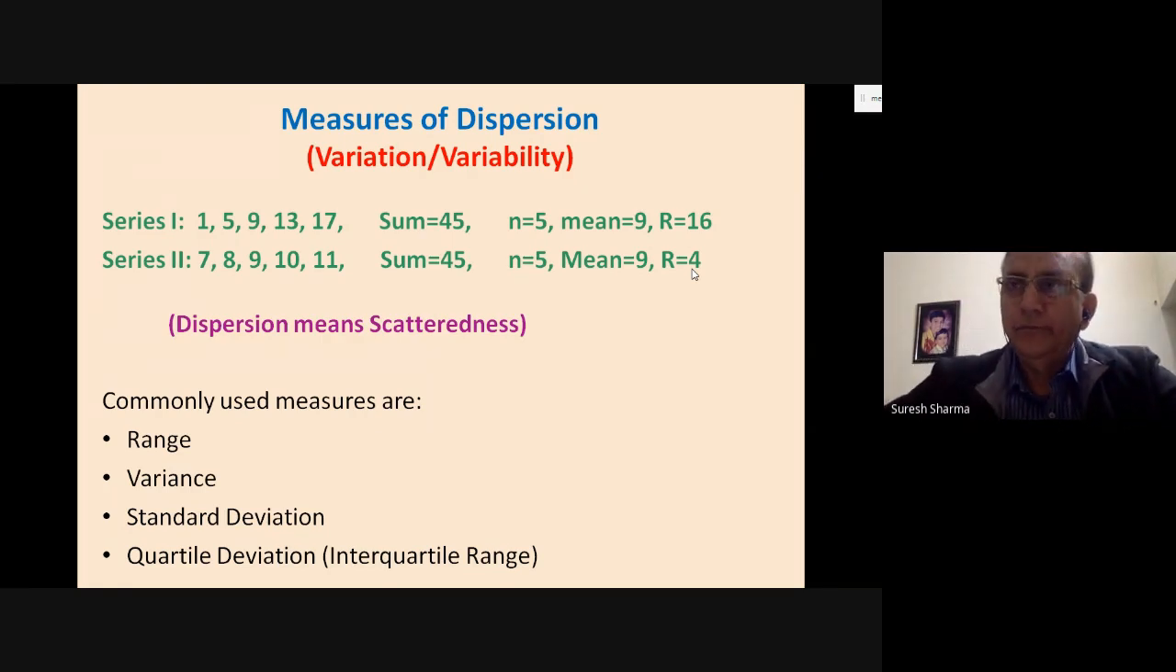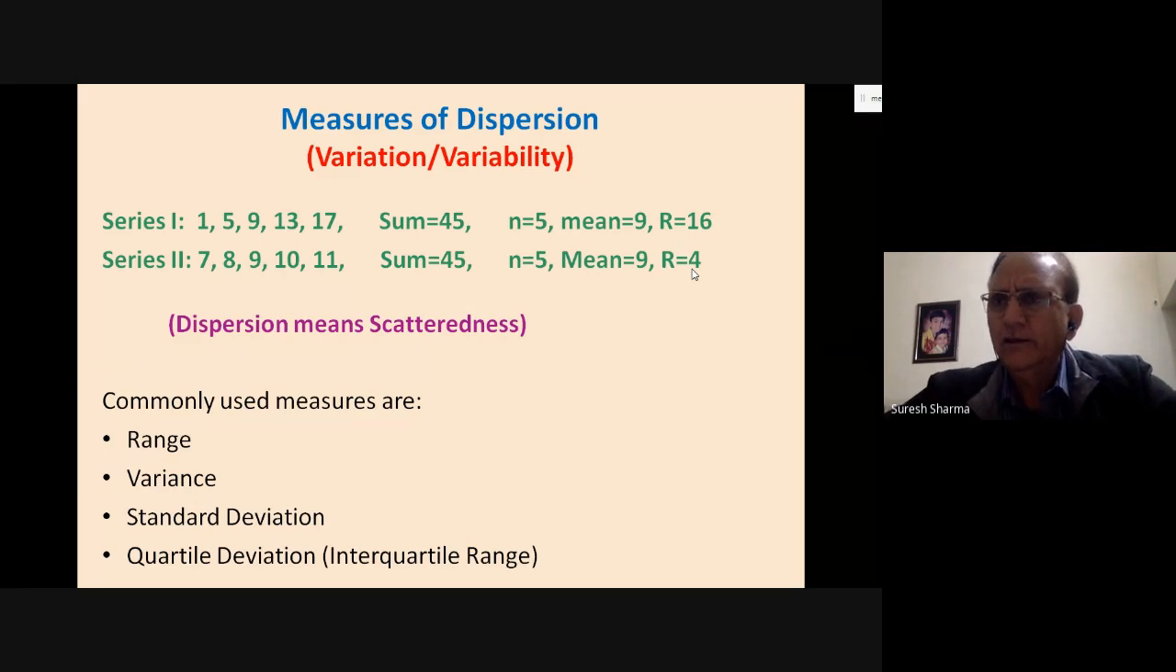What are the better measures of dispersion? There are other measures like quartile deviation, mean deviation, and many more. But the best measure of dispersion is called variance, or the square root of variance, which is called standard deviation. These are known as the best measures of dispersion.